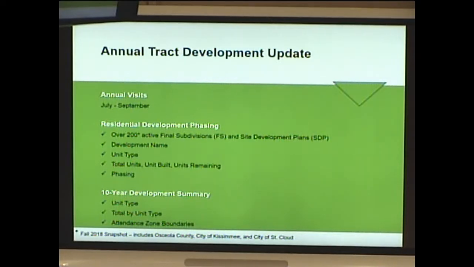We then take all of that information from a school board standard, and we tie all of that development into the attendance zones. And we track it to a specific school based on the location of the development inside of our attendance zone boundaries.